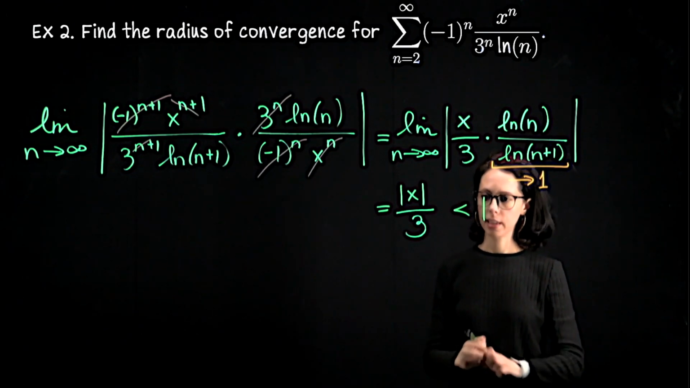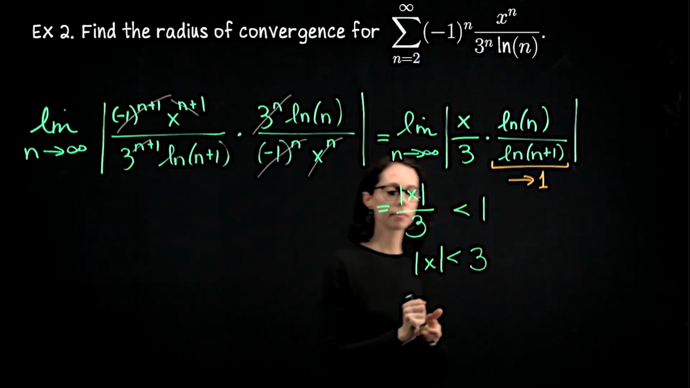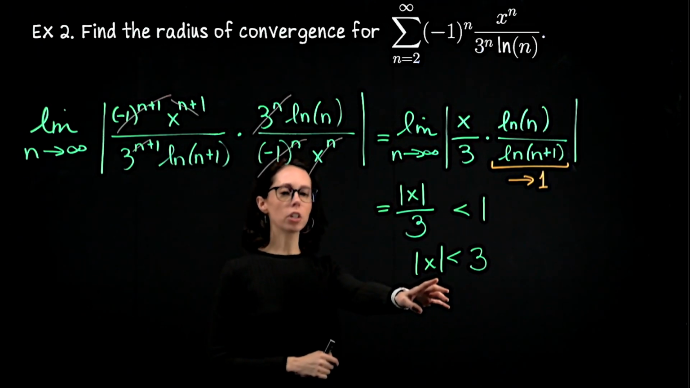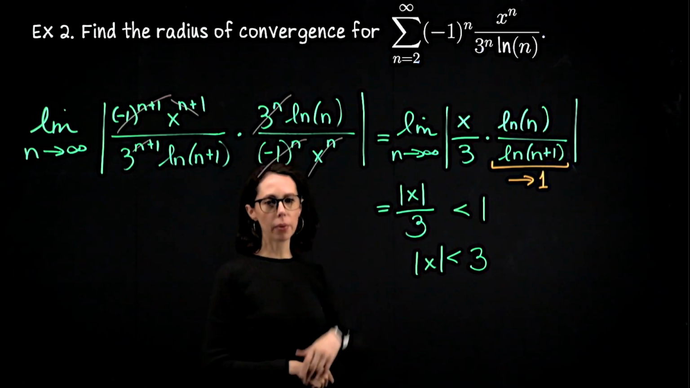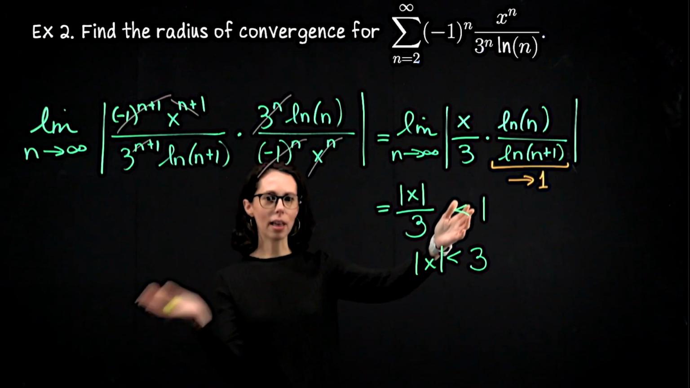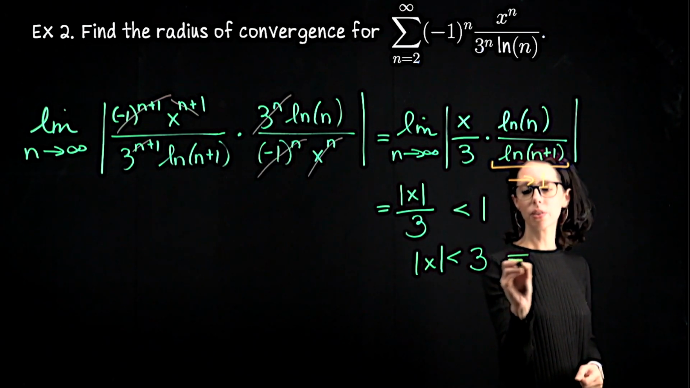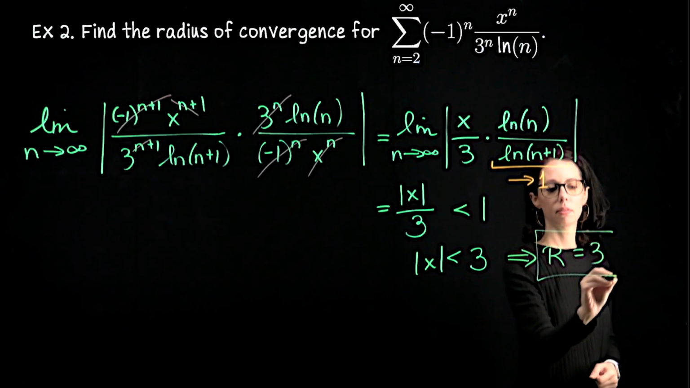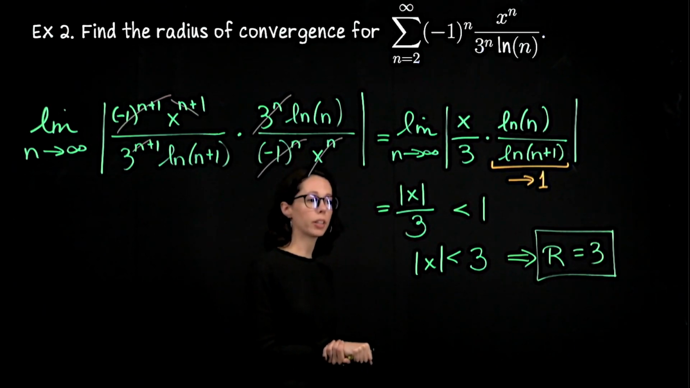This tells us that the absolute value of x needs to be less than 3. In other words, our power series converges for all x values between -3 and 3. This power series is centered at the origin. So, we have 3 units to the left, 3 units to the right. This tells us that the radius of convergence for this power series is 3. Okay, so that is the radius of convergence for this particular power series.